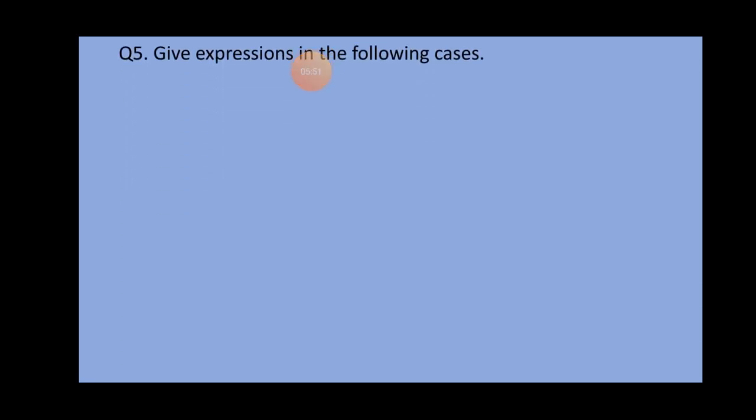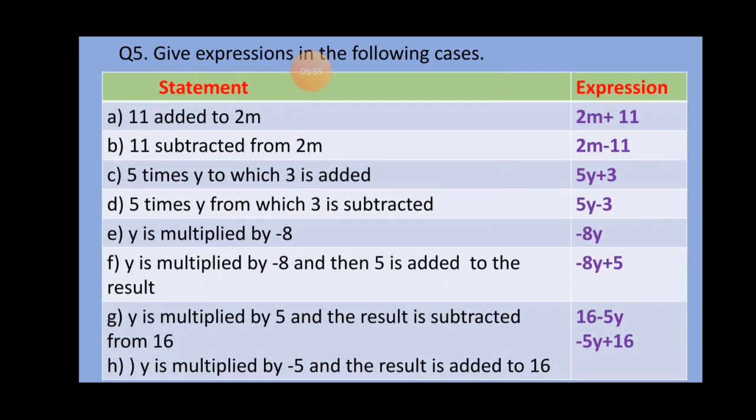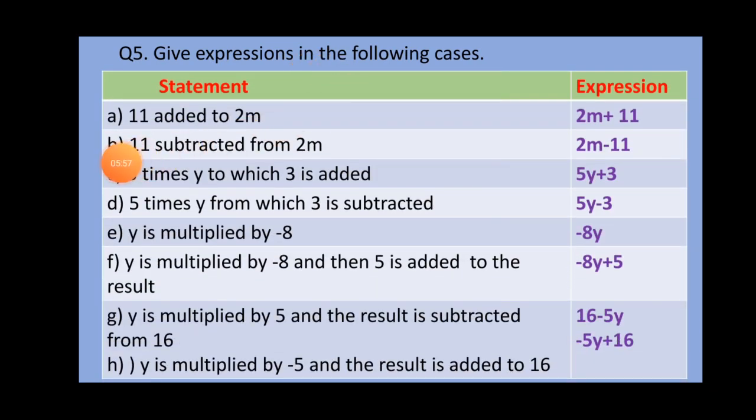Now here comes again question number 5, where we have to give expressions in the following cases. The first statement is 11 added to 2m. So 2m plus 11 will be the expression for such a statement. Now 11 subtracted from 2m, so 2m will be written first, then the subtraction sign, and then the number which has to be subtracted.